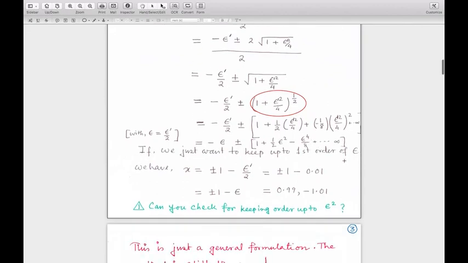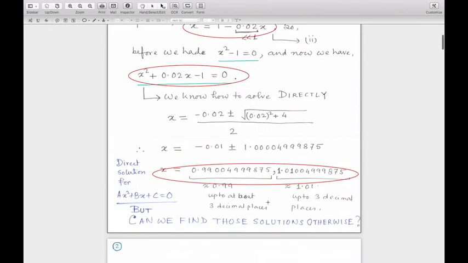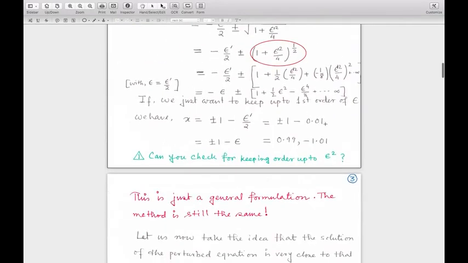Okay, now if we just keep up to the first order of epsilon, then we will see the two roots of x will be plus minus 1 minus epsilon prime by 2, which are nothing but 0.99 and minus 1.01. So exactly matching with this one. Okay, so here I have made a mistake just for your information. Here it should have a minus sign because it's minus 0.01 minus 1, so please write a minus over here, and so this will be minus 1.01. Okay, and that we will recover over here.